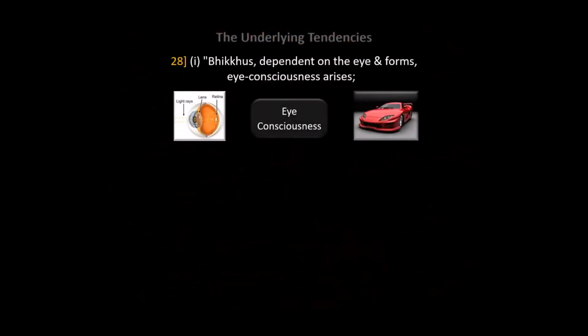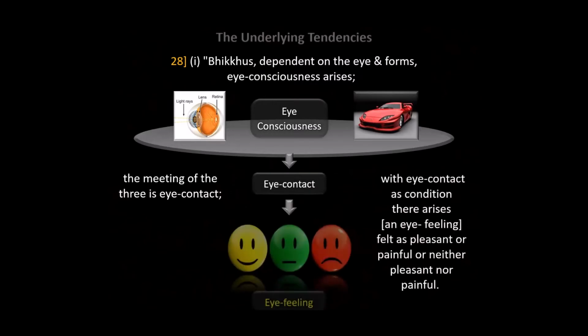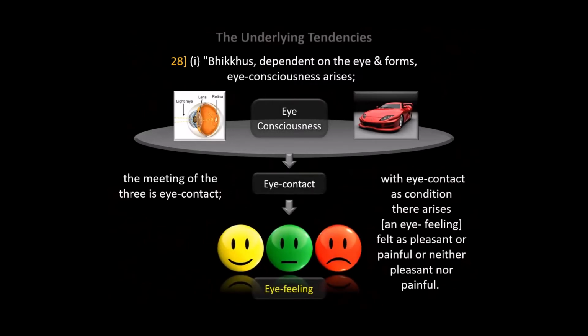Because dependent on I and forms, I consciousness arises. The meeting of the 3 is eye contact. With eye contact as condition, there arises an I feeling, felt as pleasant or painful, or neither pleasant nor painful. You can't stop, right, this I feeling from happening. Once contact is formed, feeling arises, whether pleasant, unpleasant, or neutral, right? So it can refer to physical sensations.